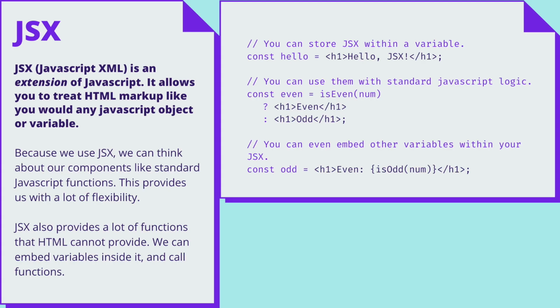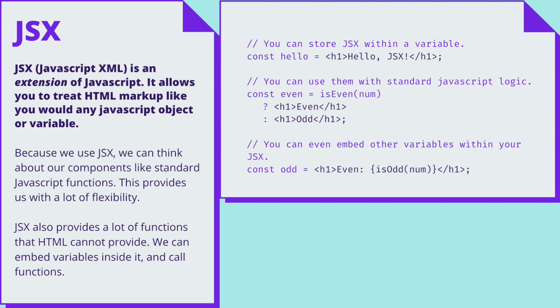React functions generally return something that we call JSX. JSX stands for JavaScript XML, and it's like an extension of JavaScript, which allows us to treat HTML code like we would any JavaScript object. This is really useful, because now HTML is just like any other data that we use, and that provides us with a lot of flexibility. On the right-hand side examples, you can see that we can assign JSX to a variable, and we can even perform conditional logic on JSX.